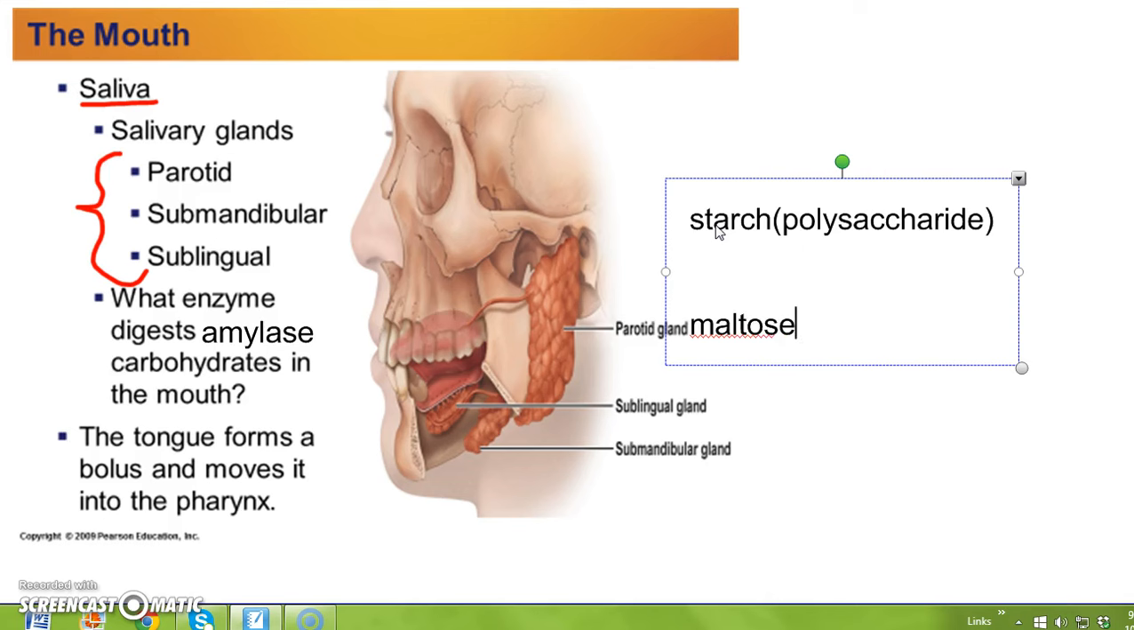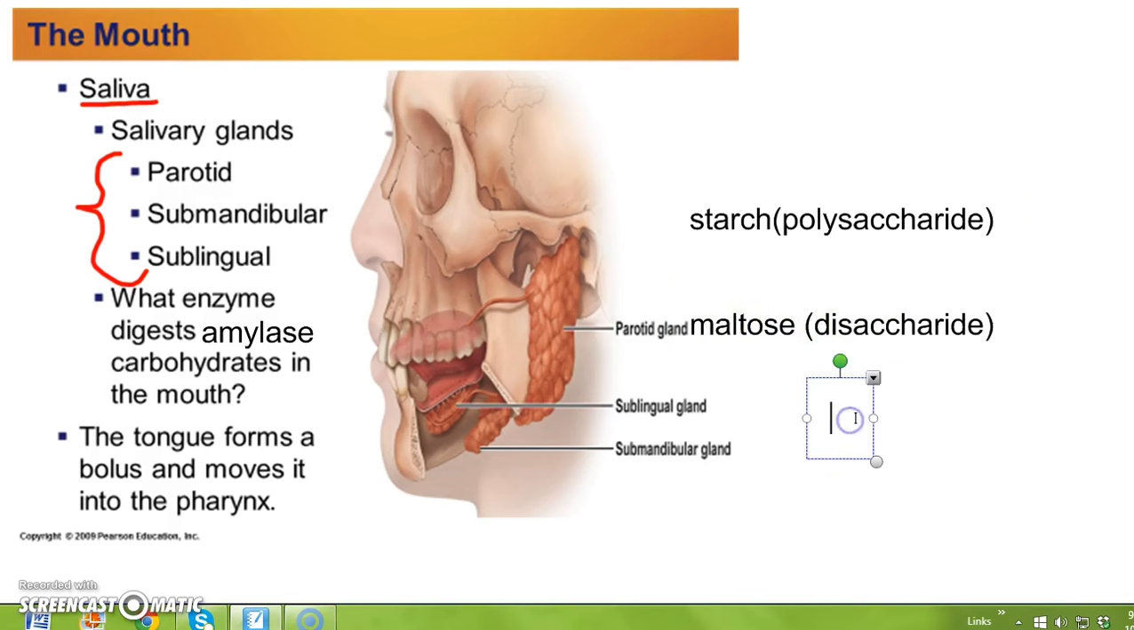That's because amylase is starting to work, breaking the bonds of that large polysaccharide and breaking it down into smaller disaccharides, which taste kind of sugary because that's called maltose. So the pathway here is starch to maltose.